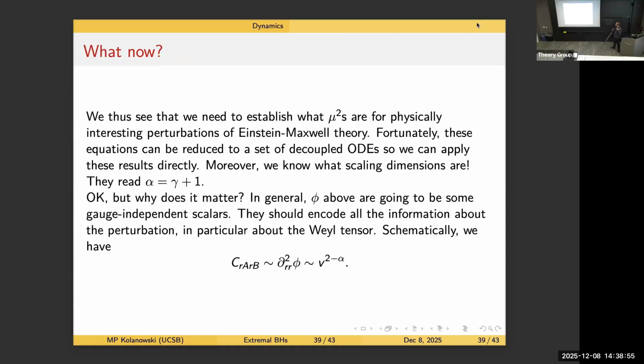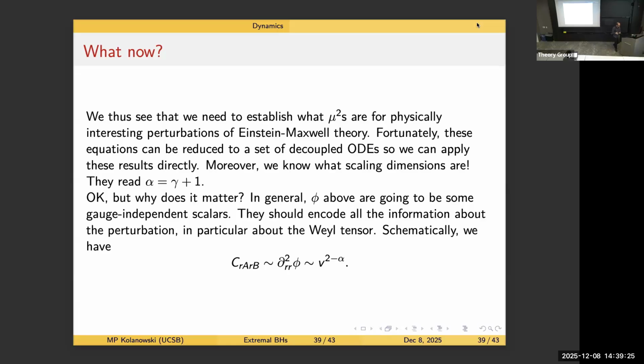Okay, and now we can write Einstein-Maxwell equations, linearized ones, in terms of some gauge invariant quantities that satisfy this type of equation. And from them, we can build the Weyl tensor by taking two derivatives. And if you look at the profile I showed before, you would see that if you take two radial derivatives on the horizon, this will give you behavior of order V to the 2 minus alpha.